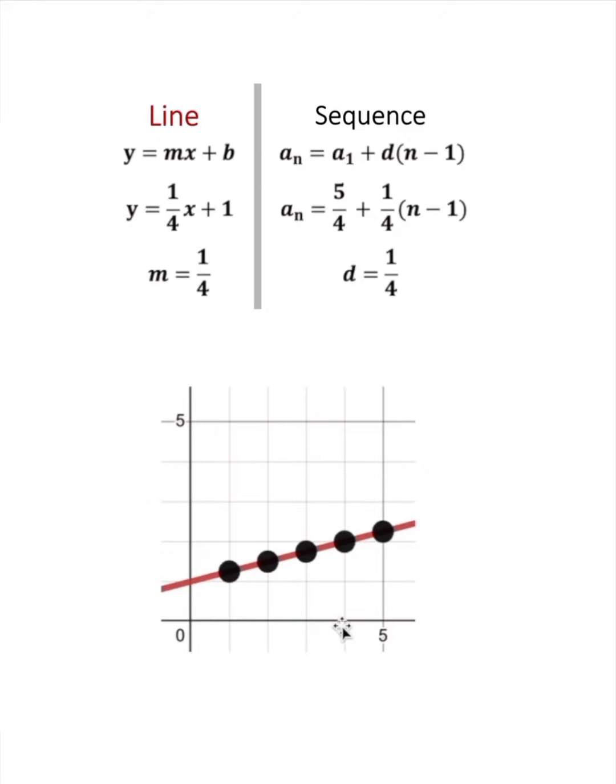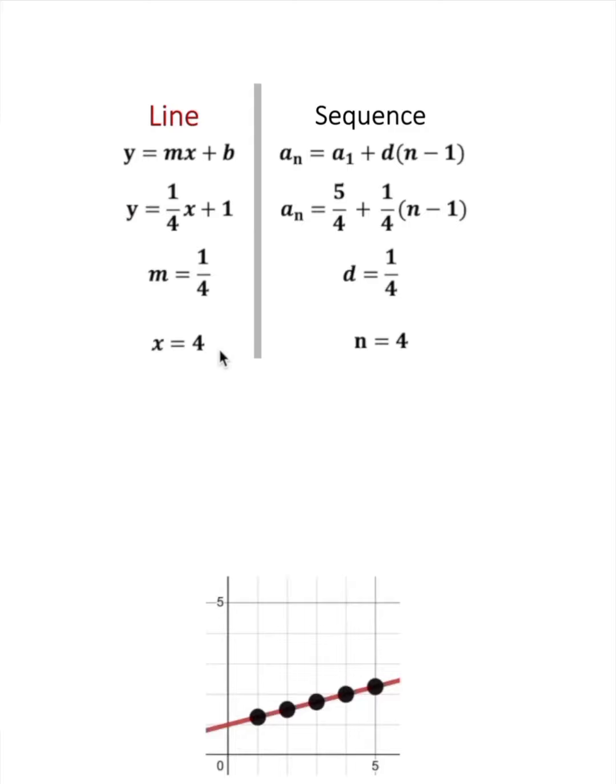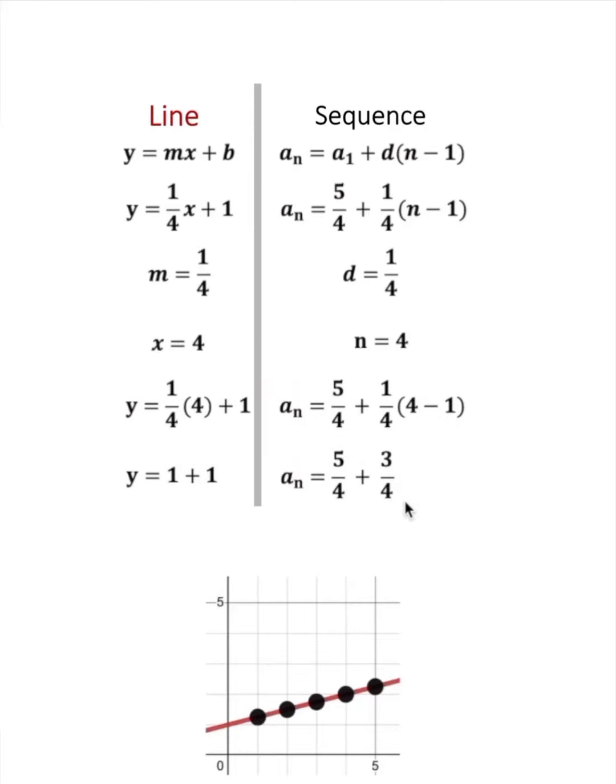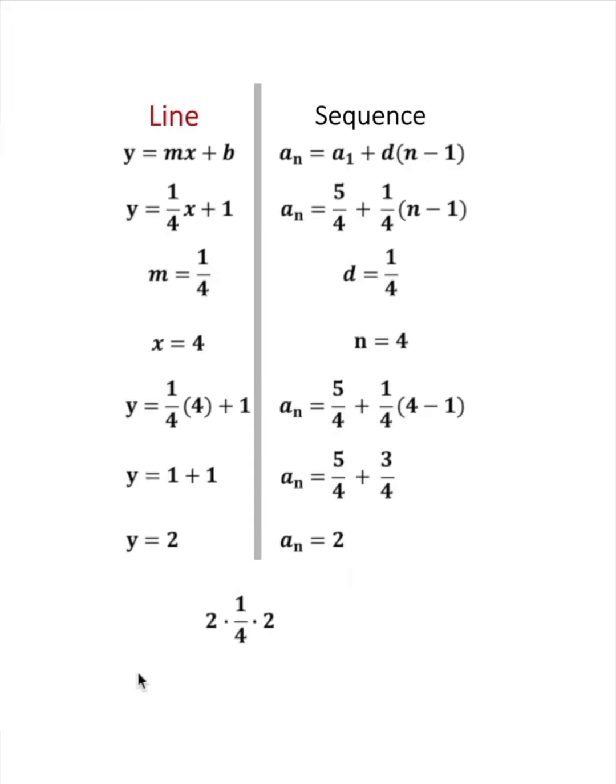And if we looked at a particular point like 4, we would say either x equals 4 or n equals 4. We can plug in 4 for the x or the n. We can solve them, and we get y equals 2 or a sub n equals 2. So it's saying at 4, the line is equal to 2, and it's saying that the fourth term is equal to 2. So next, if we do 2 times 1/4 times 2, this is going to end up being 4 over 4, which is equal to 1.